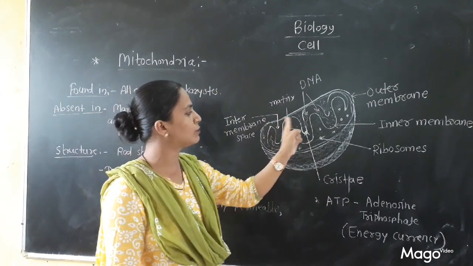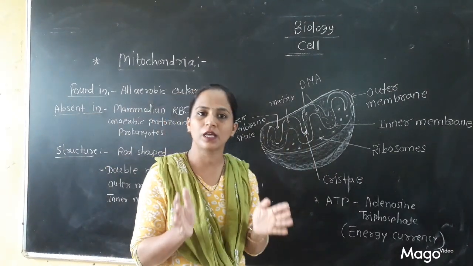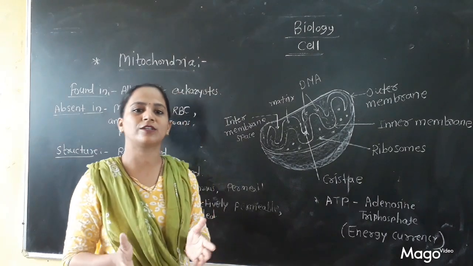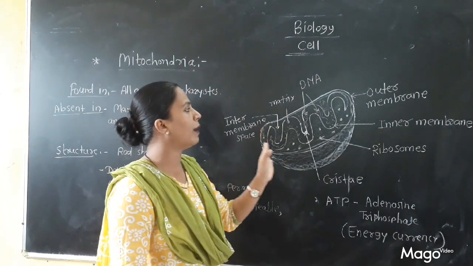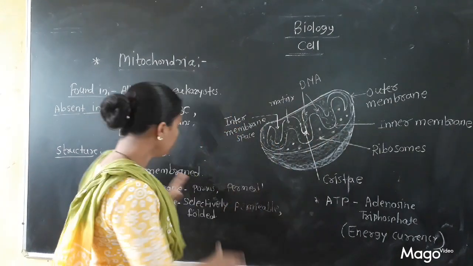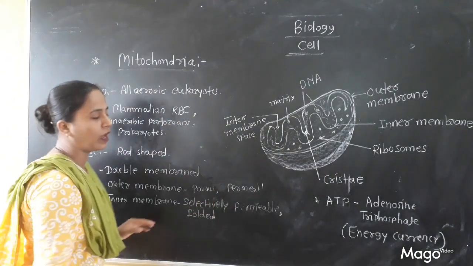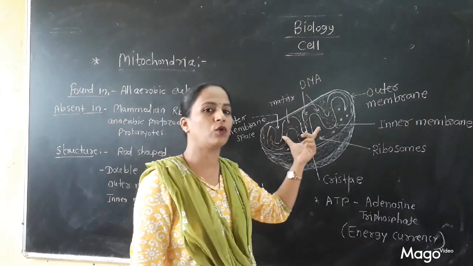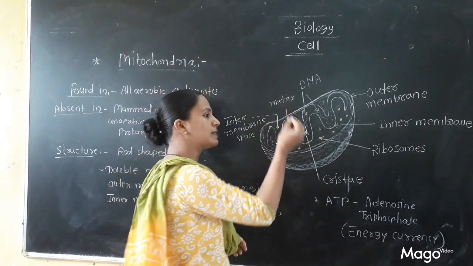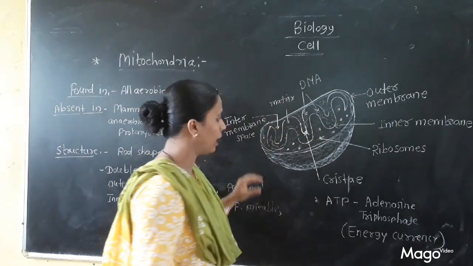Why is this inner membrane folded? To provide a larger surface area for the biochemical reactions which take place in the mitochondria. So this is the structure of mitochondria. Then what is the function of mitochondria? What exactly happens inside the mitochondria?